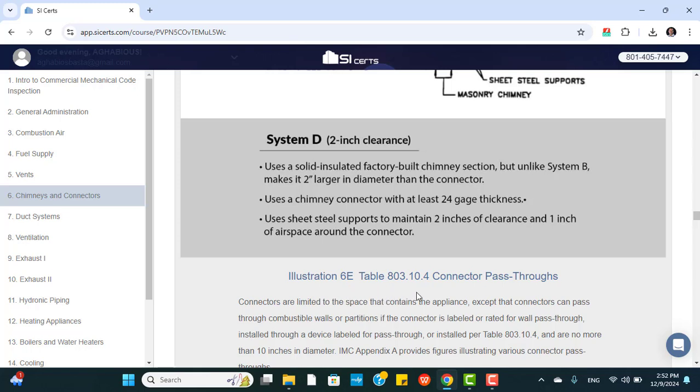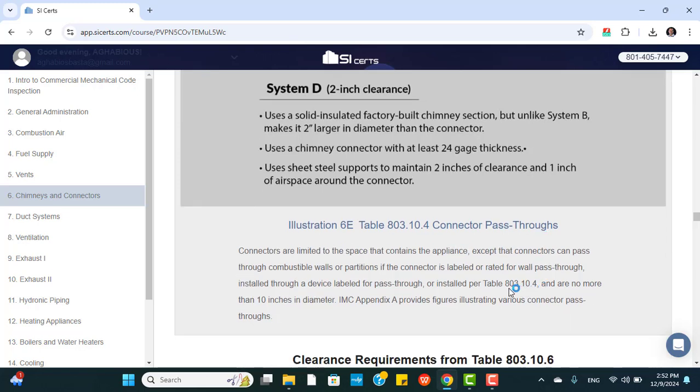Illustration 6E, table 803.10.4, connector pass-through. Connectors are limited to the space that contains the appliance, except that a connector can pass through combustible walls or partitions when the connector is labeled or rated for wall pass-through, installed through a device labeled for pass-through, installed per table 803.10.4, and are more than 10 inches in diameter.